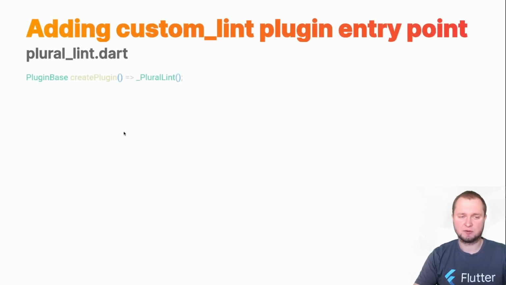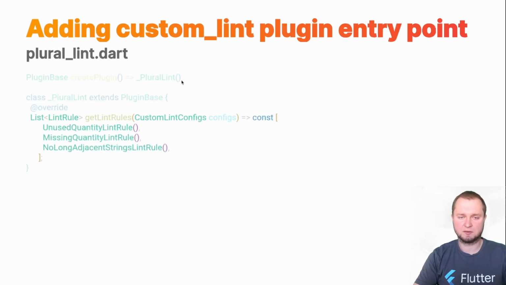And the entry point is not the main function, but the createPlugin function. And this createPlugin has to return the instance of the PluginBase. And in the PluginBase, you have to override the getLintRules method. The method provides you configs. You can use it, for example, to parameterize rules by parameters passed by users in the analysis YAML file. And those rules are simple without any parameters.